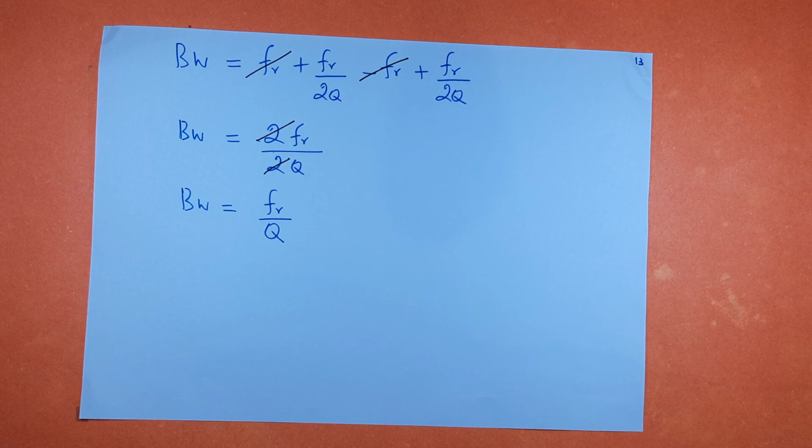So we have learnt what is a tuned circuit and what is the main application of a tuned circuit, and we have seen what is a single tuned circuit, its frequency response, that is impedance versus frequency, and also we have obtained the expression for bandwidth of a single tuned circuit.